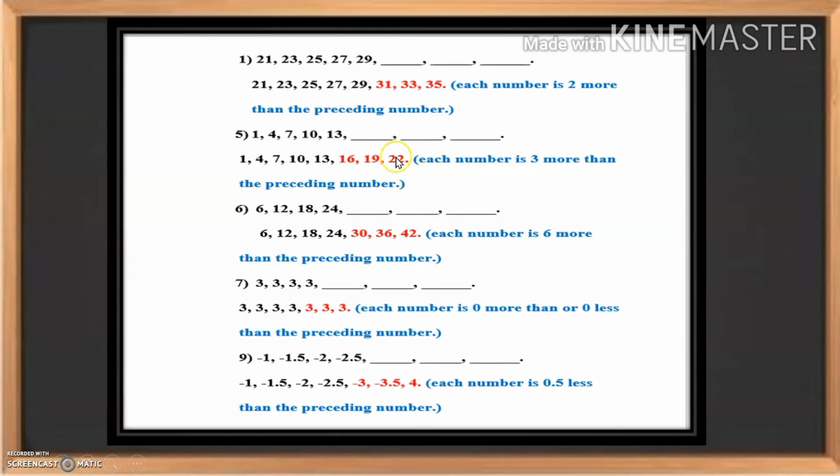So in the activity sheet that I had given you, these sums number 1, 5, 6, 7 and 9 were forming an AP because the difference between any two terms was always a constant. In the first example it is 2, fifth it is 3, sixth it is 6, here it is 0 and here it is minus 0.5, because it is 0.5 less, so it is minus 0.5.